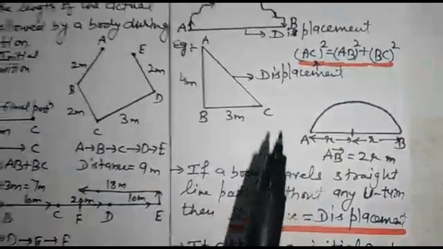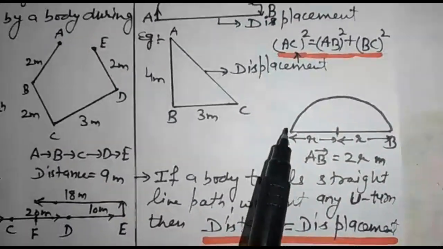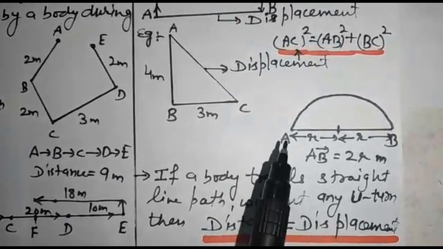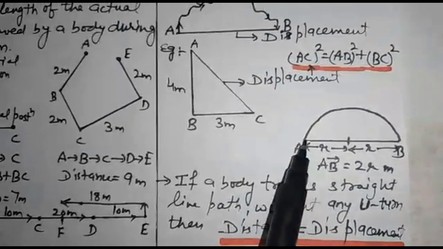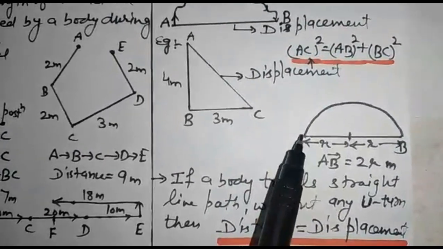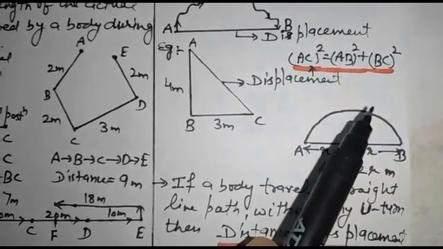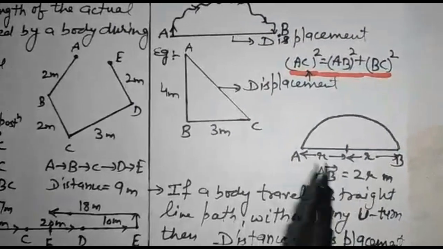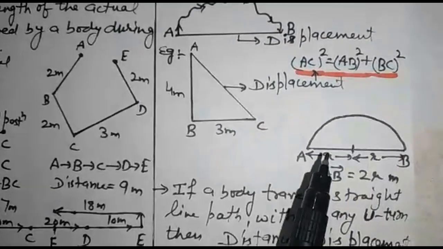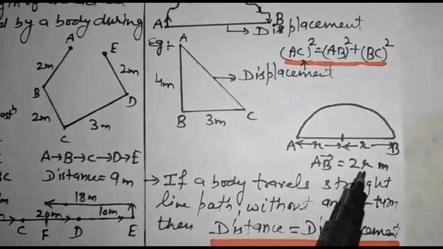Now if a body moves in a semi or hemisphere path, and R is the radius of this sphere, the body moves from A to B through this path. This is the length, the path covered by the body. And what is the displacement? A to B, so R plus R, the total diameter, so AB is equal to 2R meter.